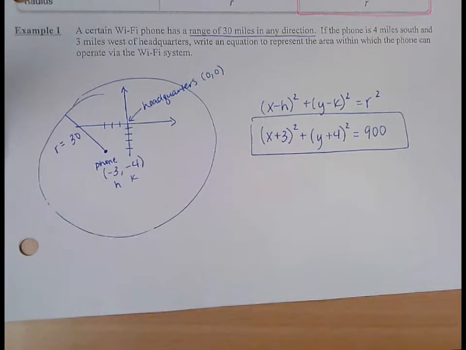Okay, so this is an example. Yes, we had to interpret what it meant, and in some ways we had to find the information, but we were given enough information to get the center and the radius right away. Questions on that example? Okay, so then example 2.